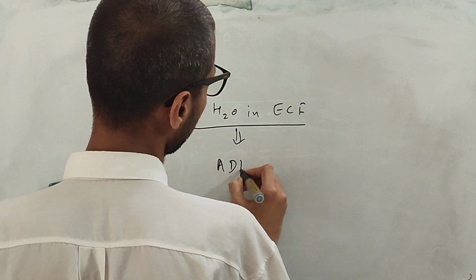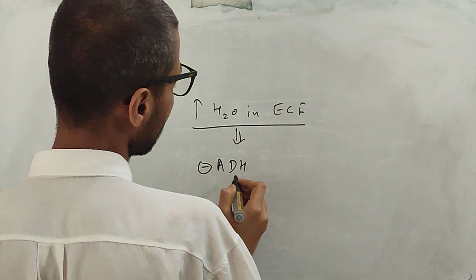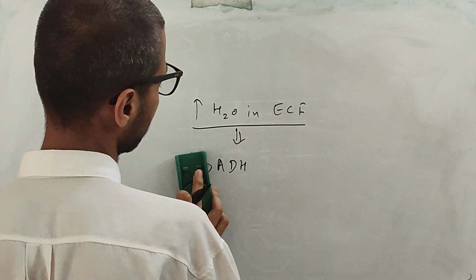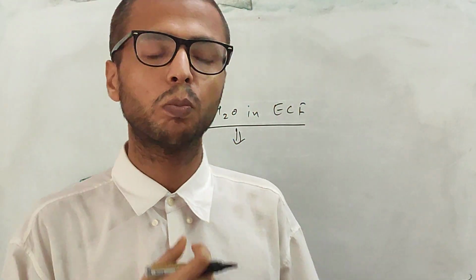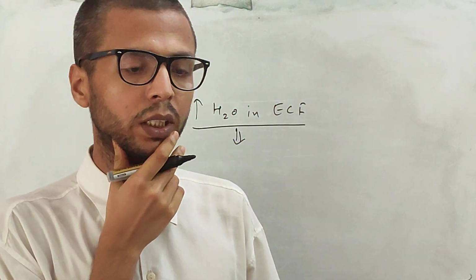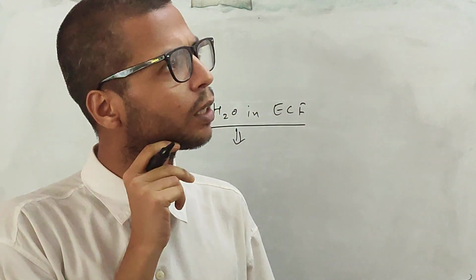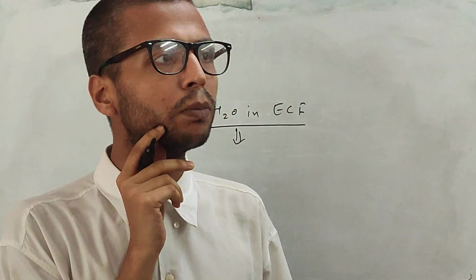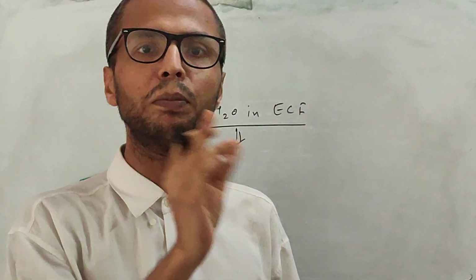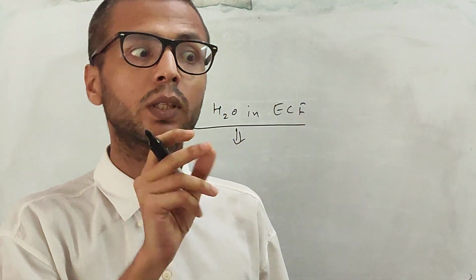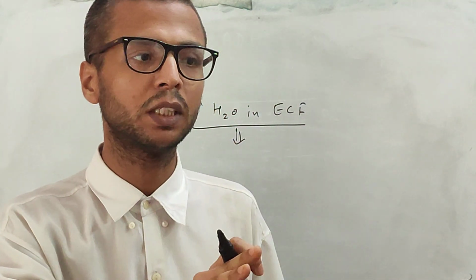ADH is normally suppressed in response to that. But in this condition of SIADH, this suppression cannot occur because there is a high ADH concentration. So the body thinks, I cannot suppress ADH, so how can I eliminate free water from my body? Is there any way? Oh, I got one trick. Let's excrete sodium in the urine, because I know that water will follow the sodium. So let's throw sodium in the urine.